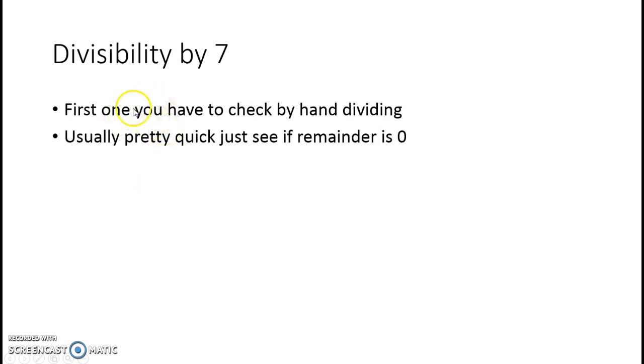Next, divisible by 7. This one, you do have to kind of check it. 7 is a prime number, so it's a pretty good candidate for those numbers that we might need to check under 100. You could just check it by doing a quick division by hand or use a calculator if that's an option that you have, and see if the remainder is 0.